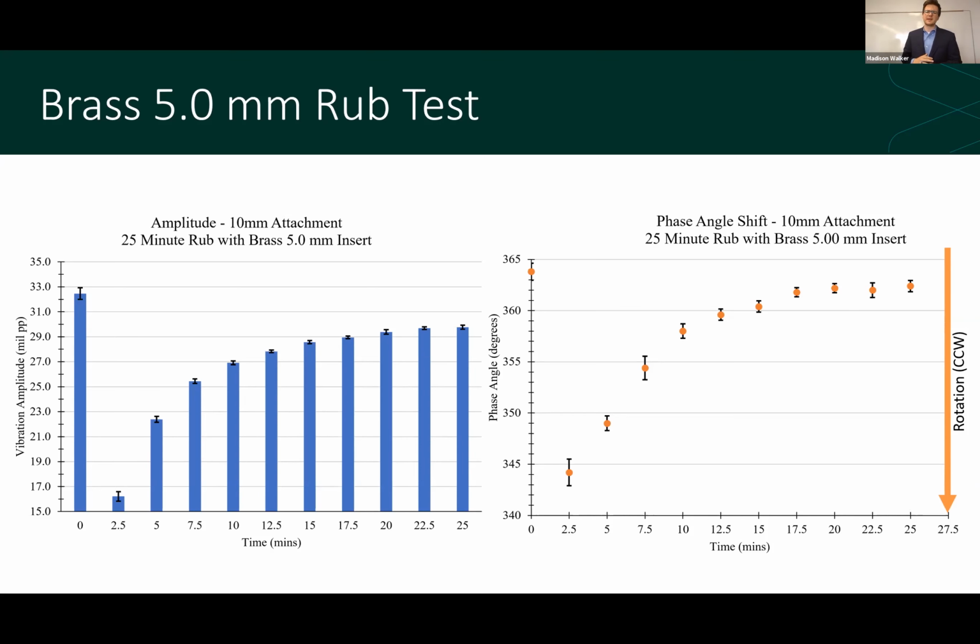This is very odd behavior. We believe that this is due to the insert actually constraining the rotor, and as it was rotating, the rotor was taking material off of the insert and returning to its original position. We don't really recommend that the brass 5.0 millimeter rub test is used because of this, because it's actually not allowing the rotor to rotate and behave in the manner that it's supposed to.